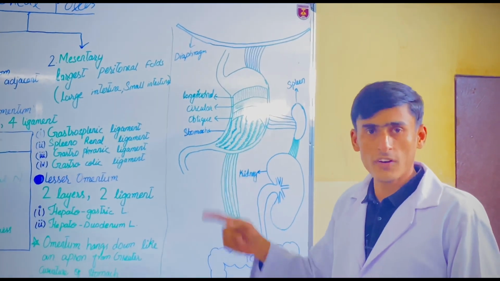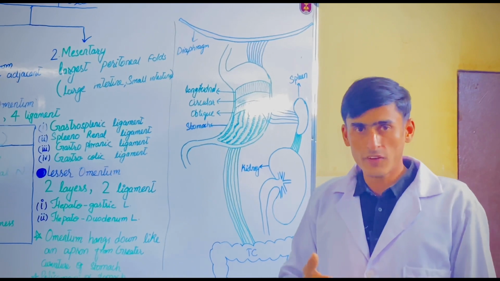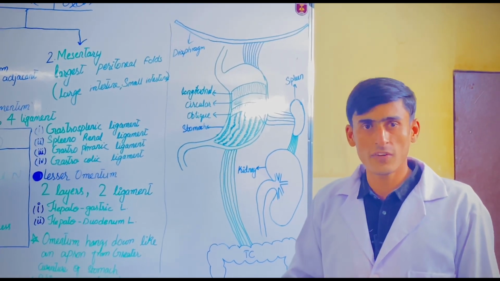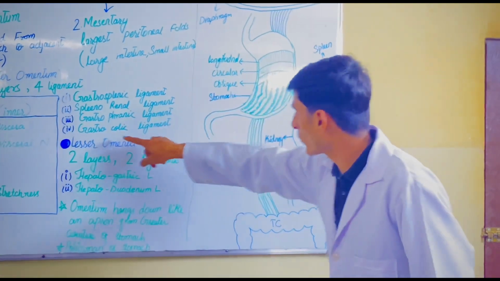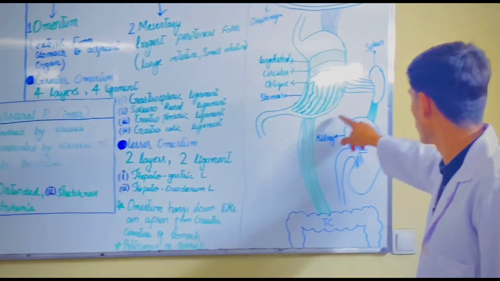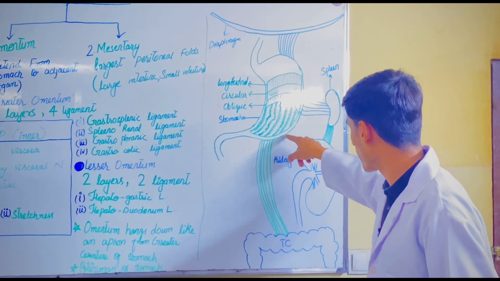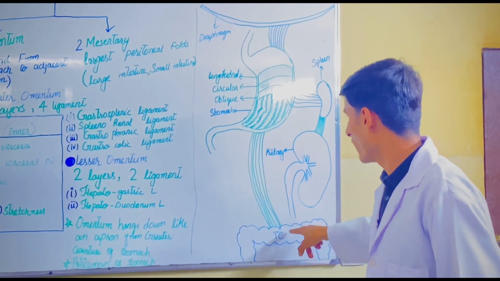You know about diaphragm. Diaphragm is the parachute-like muscle which divides the thoracic cavity from the abdominal cavity. Then we discussed gastrocolic ligament. It starts from lower part of greater curvature of stomach towards the transverse colon.